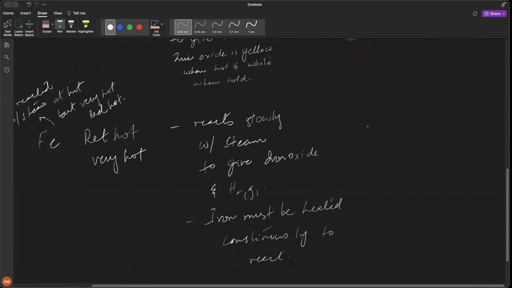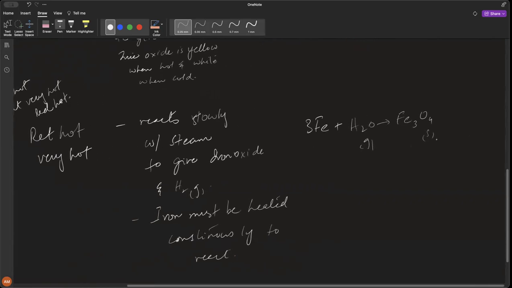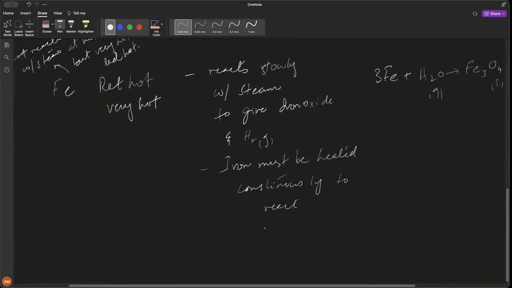What is the reaction? 3Fe plus 4H2O gas gives Fe3O4 solid plus 4H2 gas. Is this clear?